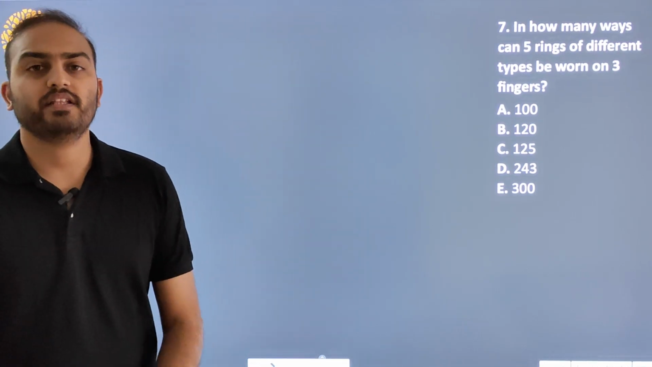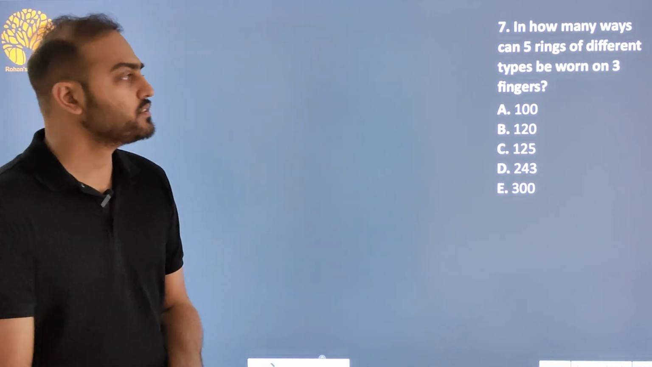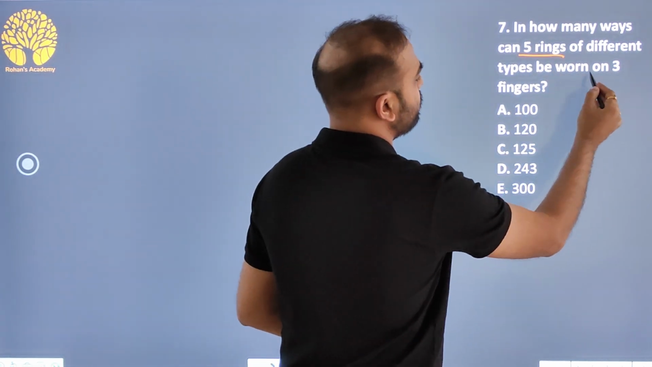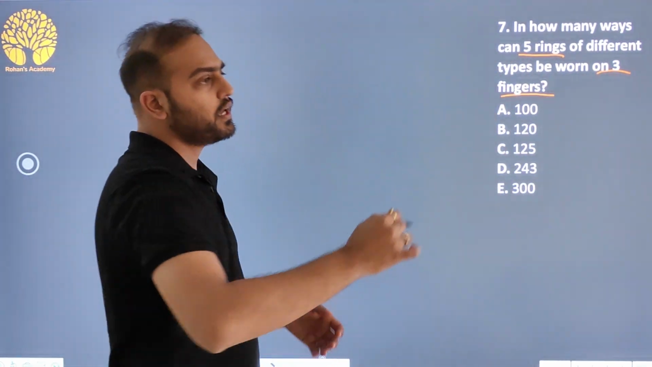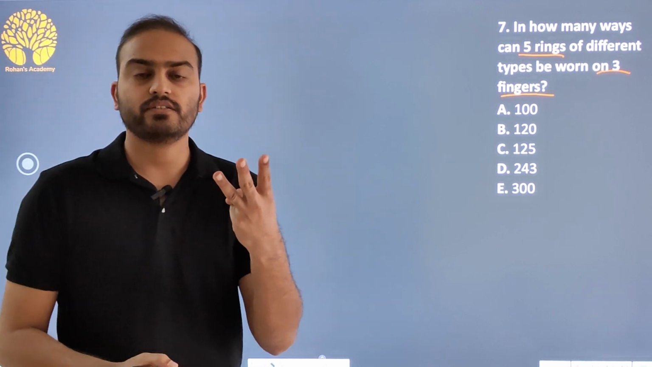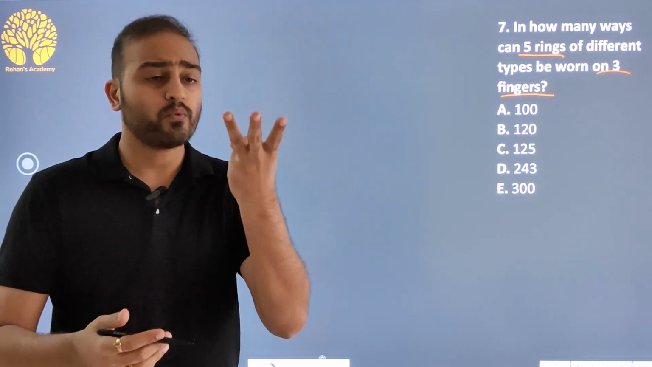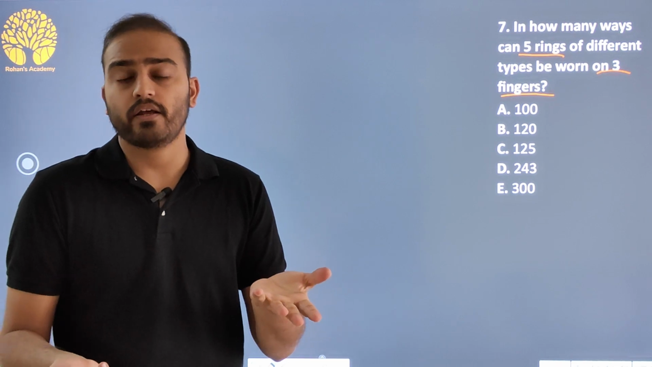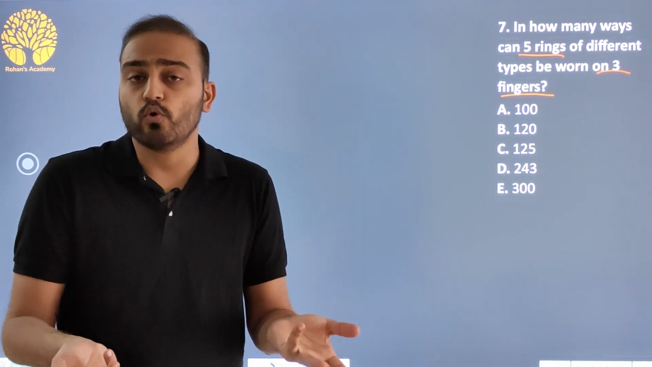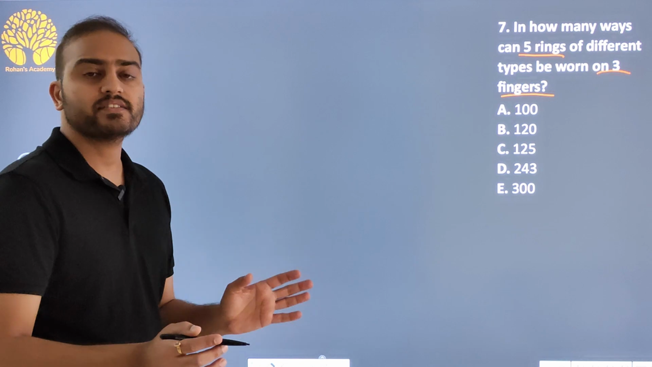Alright, moving to the next one. It's an interesting question. So we have 5 rings to be worn in 3 fingers. Again, think about it. If there are 3 fingers and you try to wear a ring, the fingers will repeat, correct? You can't just have 1 1 1. Where will the other 2 go, right? So again, repetition is allowed.